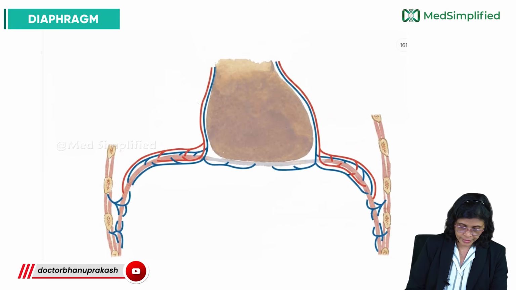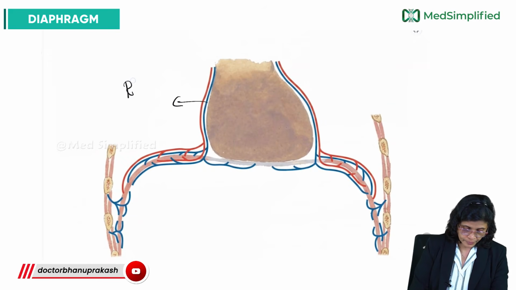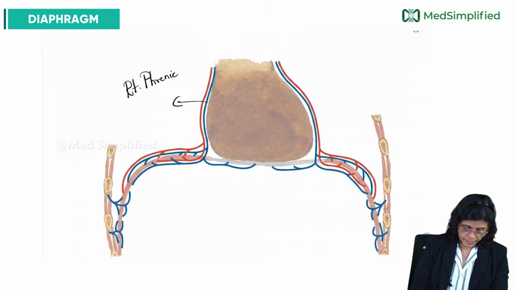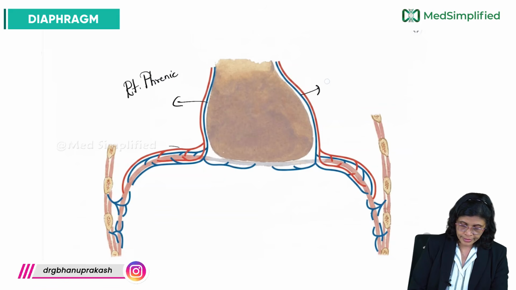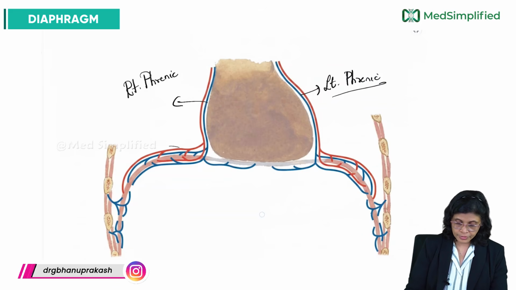So you can see here, this is the right phrenic supplying the right side as well as the central tendon, and here we have the left phrenic. So that is about the nerve supply.